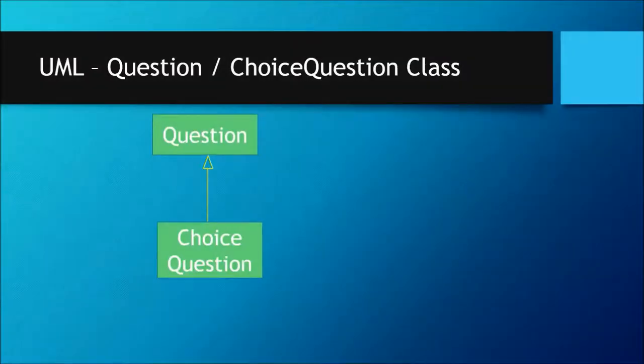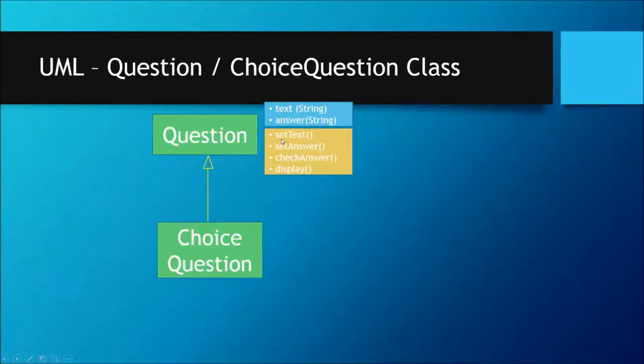Let's take the UML diagram for the question and choice question class. So looking at this picture, we know that the question is a superclass and choice question is a subclass that's extending the superclass. Choice question is a subclass that's extending the question class. Now, quick review. A question class has two instance fields. One is the question itself, the text, and the second one is the answer. And then it has four methods: set text, set answer, check answer, display the question.